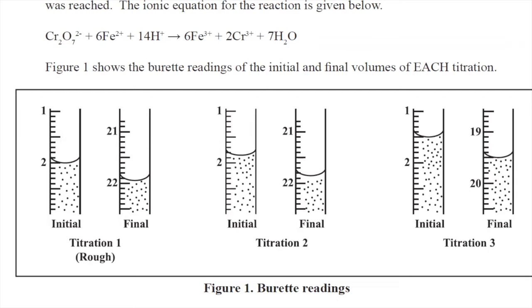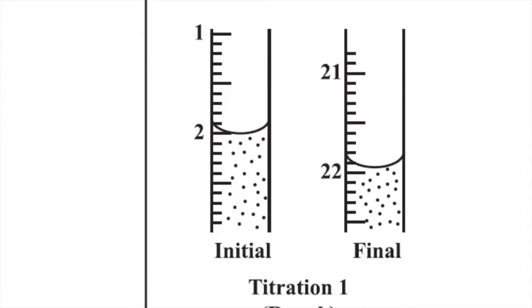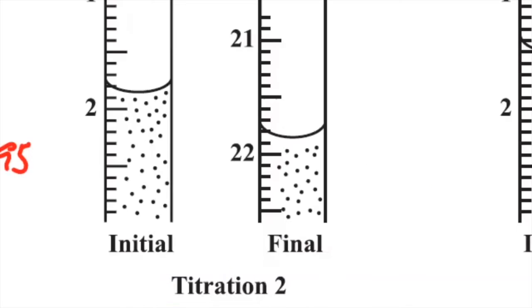So it means then that for the initial reading for titration 1, which is considered a rough titration, the reading there would be 2.00. And for the final reading in titration 1, we're looking at 21.95. The initial reading for titration 2 would be 1.85, and the final reading in titration 2 would be 21.85.